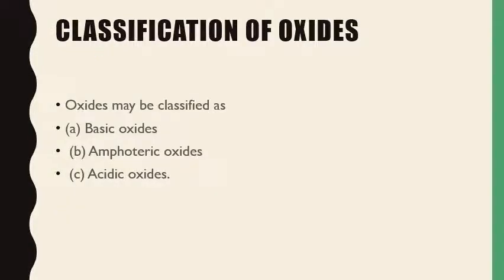So on the basis of the oxidation state and the nature of the oxide which is formed, it may be classified into three types. The first is the basic oxides, okay, the lower oxidation state elements generally form the basic oxides. The second one is the amphoteric oxides, and the third one is the acidic oxides.